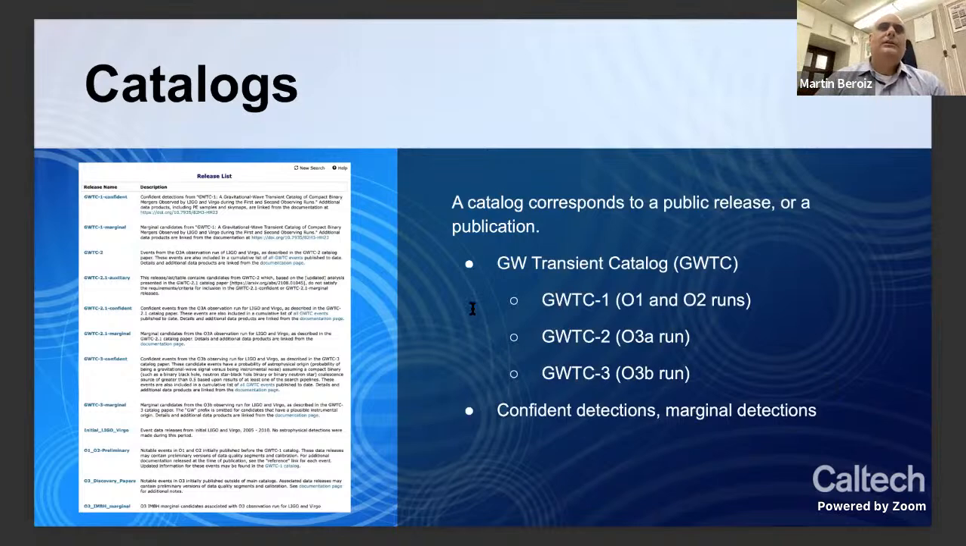You can find them all in the release list in the event portal of our website. These may have confident detections or marginal detections, or a mix of both. And if you don't know exactly what they contain, here you have a description for each one of the releases and the corresponding publication whenever there is one. So that's all for catalogs.